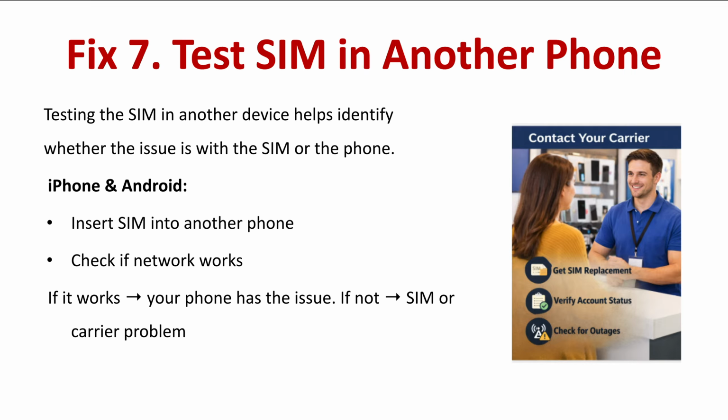Seventh is test SIM in another phone. Testing the SIM in another device helps identify whether the issue is with the SIM or the phone, iPhone and Android. Insert SIM into another phone, check if network works. If it works, your phone has the issue, if not, it is a SIM or carrier problem.